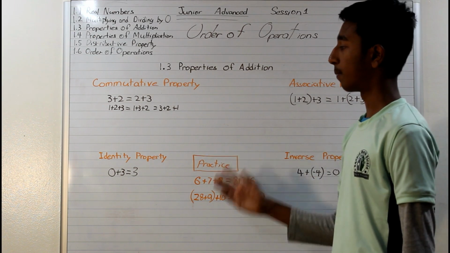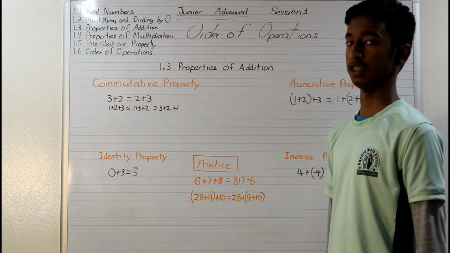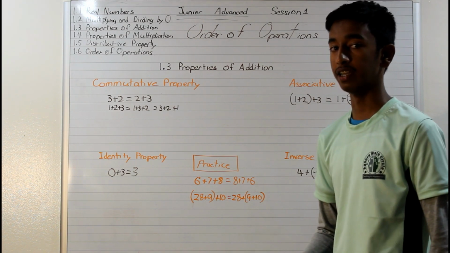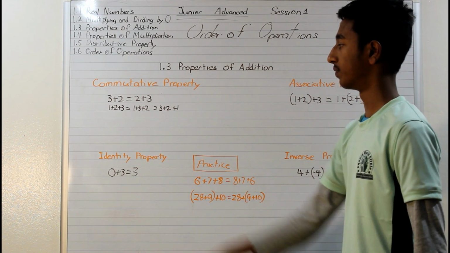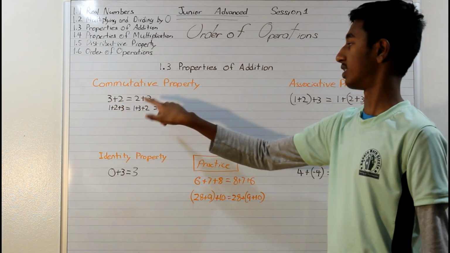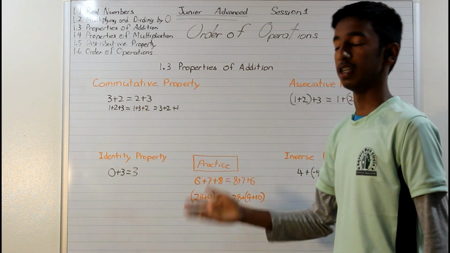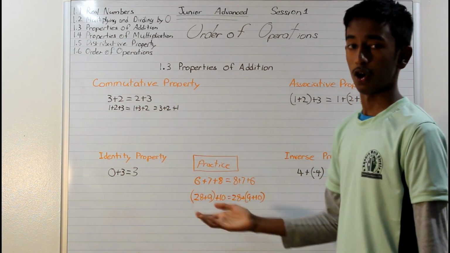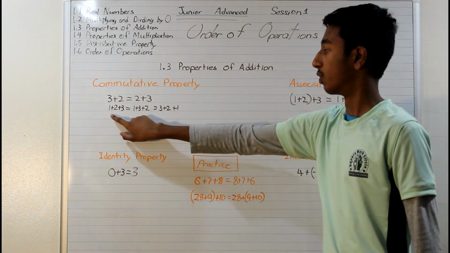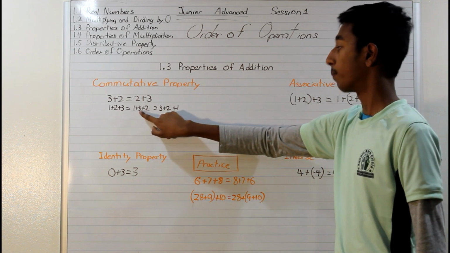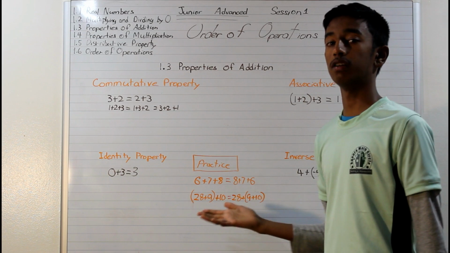The commutative property states that you can add the numbers in any order that you want. Emphasis on the word add. You may only add the numbers in any order that you want. 3 plus 2 is the same as 2 plus 3. They both equal 5. This also applies to more than 2 numbers. Here we have 3 numbers, 1 plus 2 plus 3, plus 1 plus 3 plus 2 equals 3 plus 2 plus 1. All of them are 6.